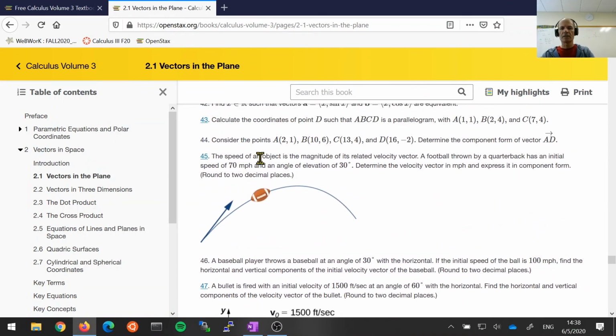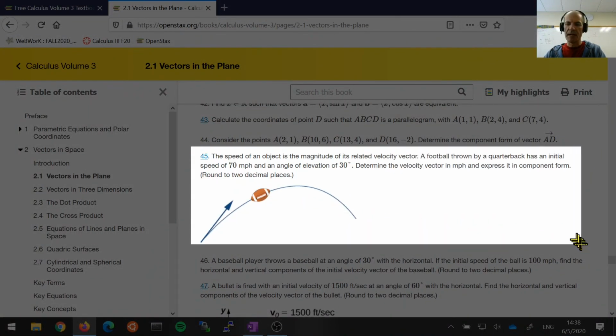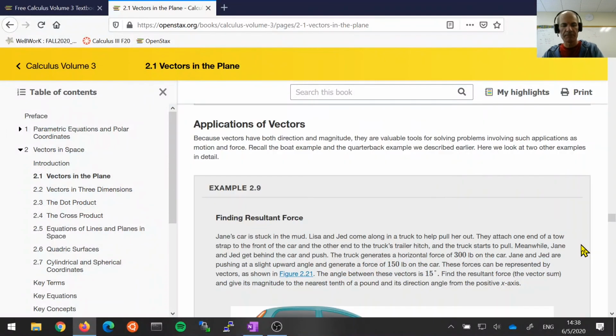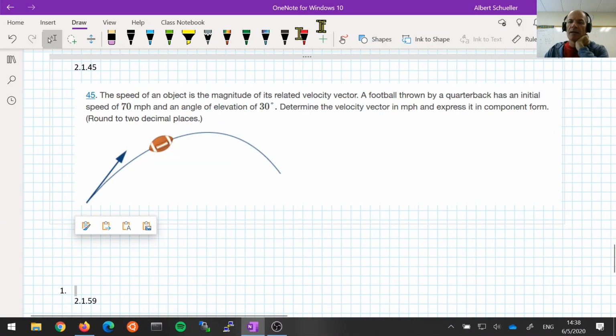The speed of an object is the magnitude of its velocity vector. All right, that's an important definition. Speed is the magnitude of the velocity vector. And we have a football thrown with an initial speed of 70 miles an hour and an angle of elevation of 30 degrees. Determine the velocity vector in miles per hour. Alrighty.